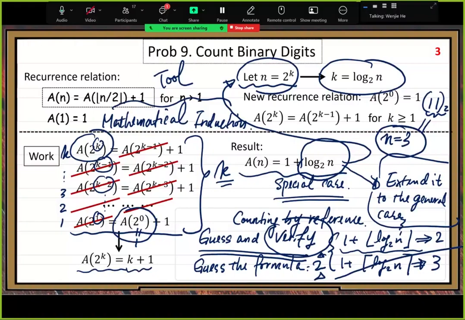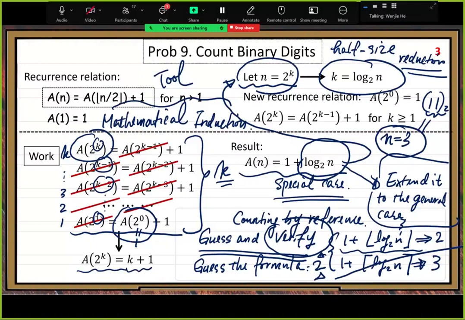Here, the size reduction is the half size reduction. Every time we reduce the problem size by 1/2 of the original problem size. So you can treat it as the half size reduction.